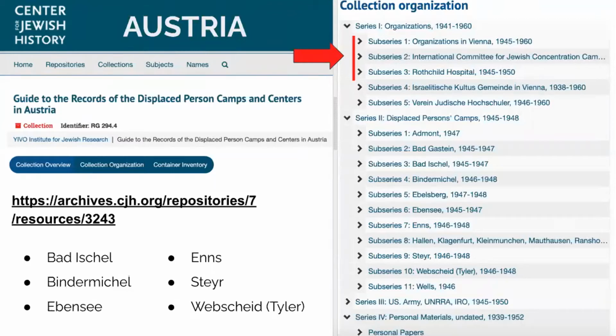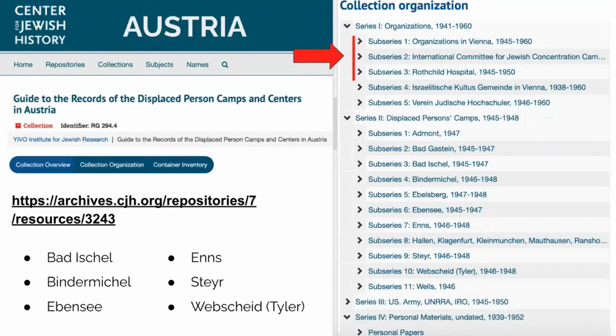Series 1, subseries 1, 2, and 3, which have a red arrow next to them on the screen, include the files of Jewish organizations which functioned in Vienna during the post-war period. Relevant materials for looking for family members include membership lists, ID cards, and lists of medical personnel and patients.